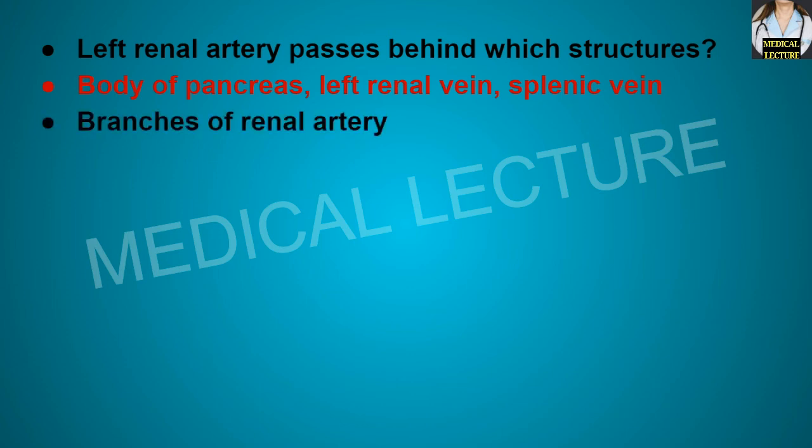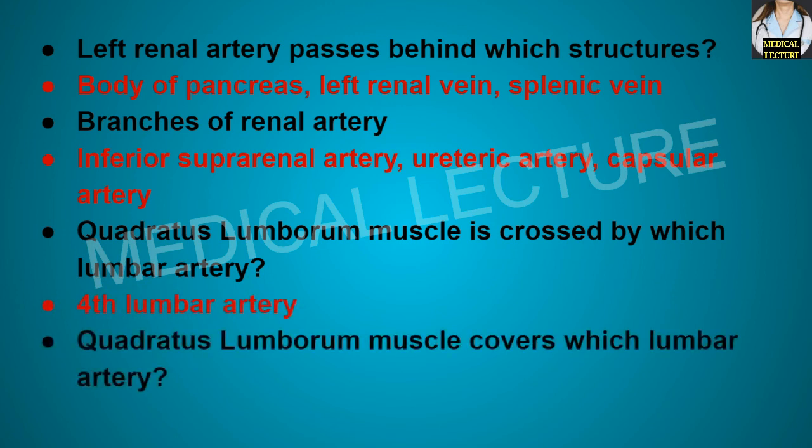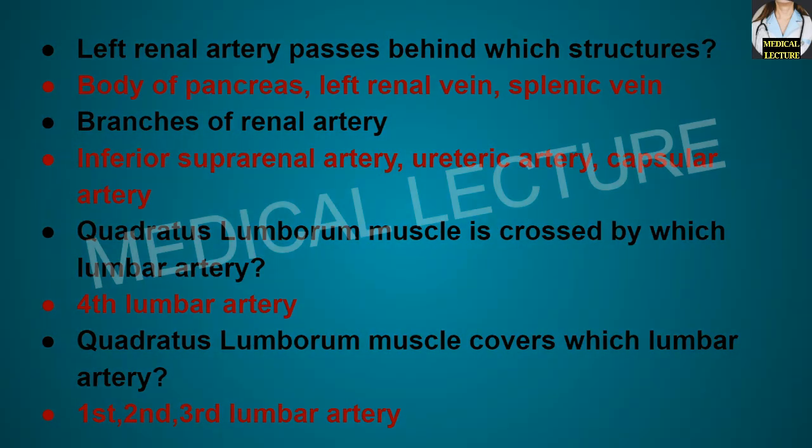What are the branches of the renal artery? The inferior suprarenal artery, ureteric artery, and the capsular artery are the branches of the renal artery. The quadratus lumborum muscle is crossed by which lumbar artery? It is crossed by the fourth lumbar artery. The quadratus lumborum muscle covers which lumbar arteries? It covers the first, second, and third lumbar arteries.